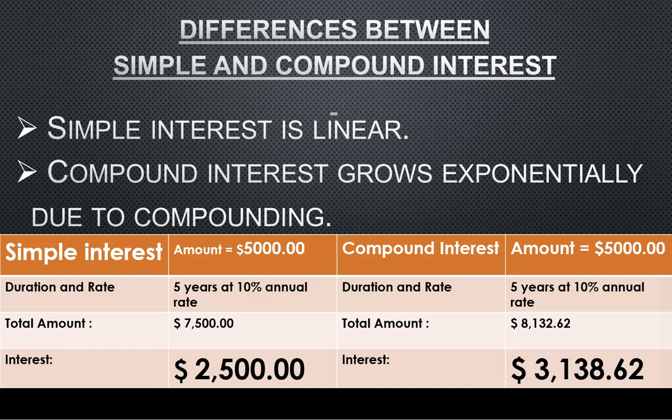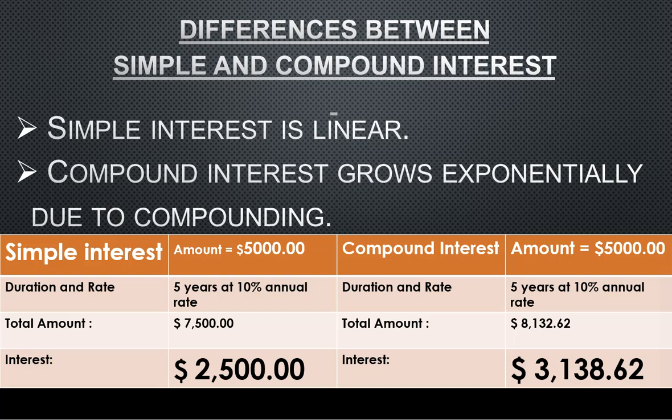So let's take, for instance, that there is an amount of $5,000 that maybe you borrowed or you try to invest in something. The same rate for 5 years, 10% annual compounding. For simple interest, after the 5 years, you're going to get a total amount of $7,500, which when you do the interest itself is going to give you $2,500.